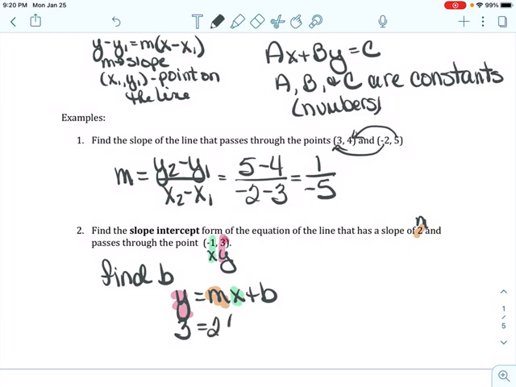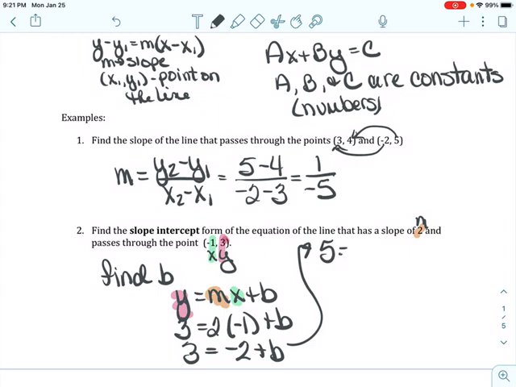Okay, so 3 equals 2 times negative 1 plus b. So 3 equals negative 2 plus b. Okay, so add the 2, we get 5 equals b. All right, you're not finished. Just because you found where a graph crosses the y-axis does not mean you're done. You need to write the equation. So we're going to use y equals 2x. So remember, you're going to put in m and b.